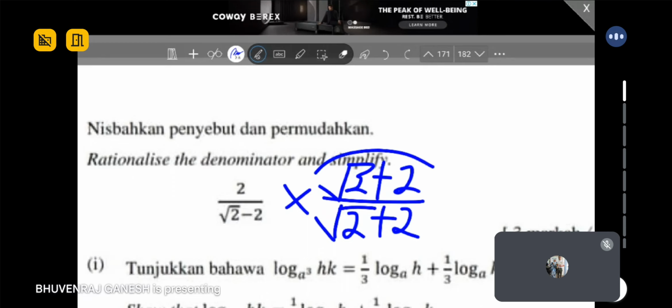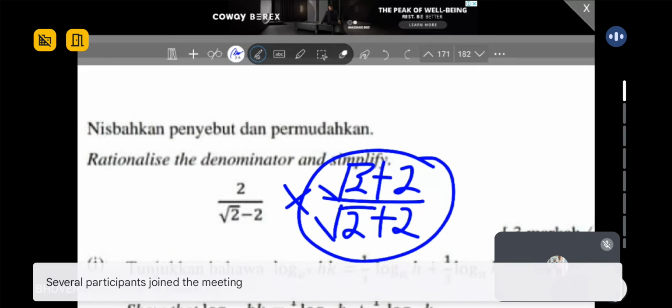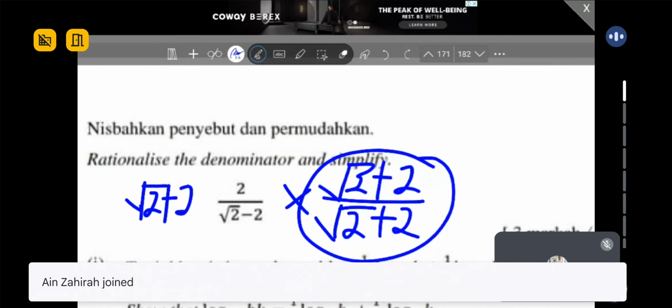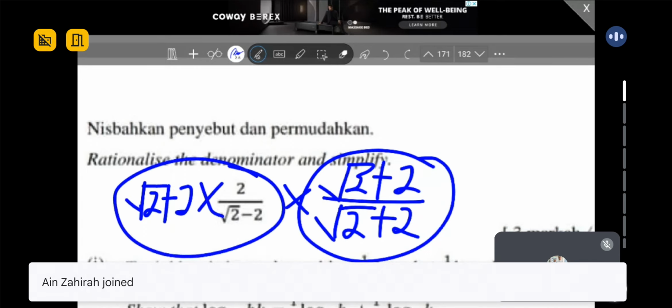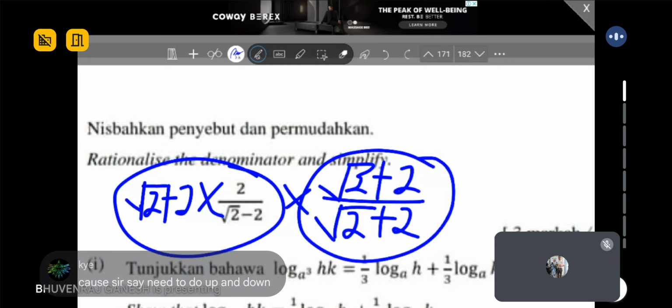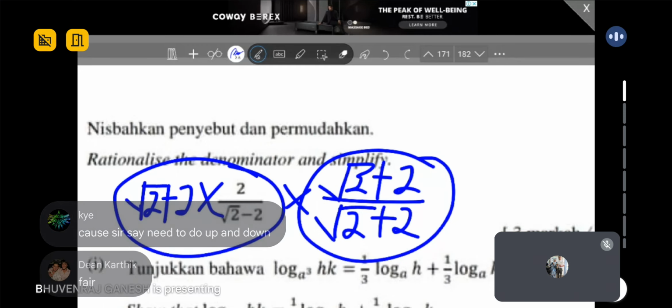Okay, guys, do you know why we need to times it up and also down? Kenapa kita kena darab dia ke atas dan juga bawah juga? Kenapa satu saja tak boleh? Siapa tahu? Why we cannot just times it by surd 2 plus 2? Sorry, yeah, like this. Why this one cannot? Kenapa yang ni tak boleh? Anyone? Okay, but wow, Kai, very smart lah.